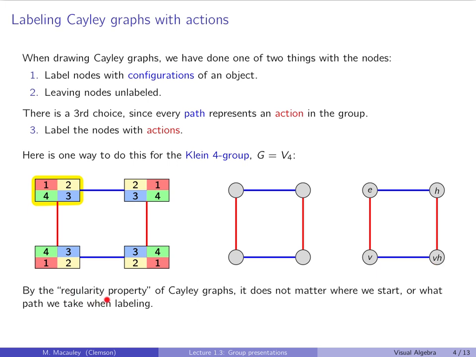By the regularity property of Cayley graphs that we discussed, every node looks like every other one. It does not matter where we start or what path we take when labeling. So I called this one the identity. We could have used any of these. And I wrote this as VH. We could have written this as HV, or even as R, like we did in the first lecture.